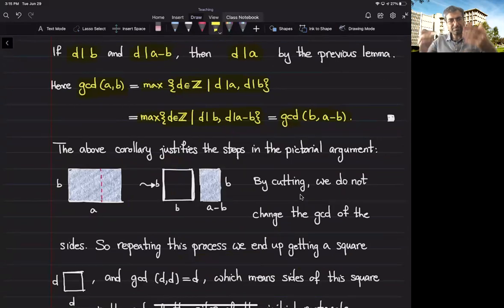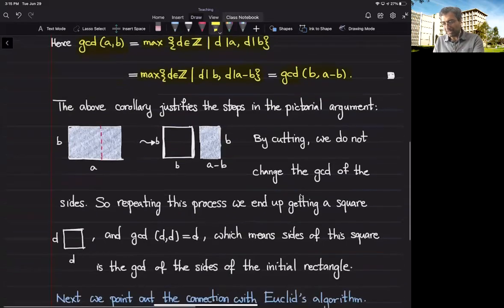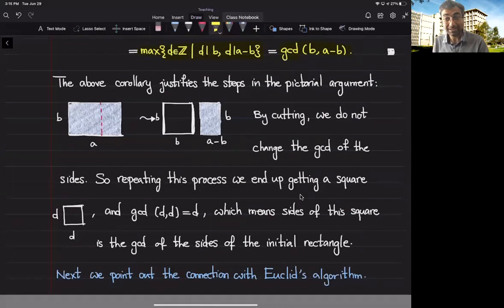So following this process, at some point, we end up getting a square. In that case, the GCD of the sides is precisely the size of one side, and that's it. So this shows that along this process, we are not changing the GCD, and at the end, we get a square with sides equal to the GCD of the sides of the first rectangle that we started with. That's why this pictorial argument actually works.